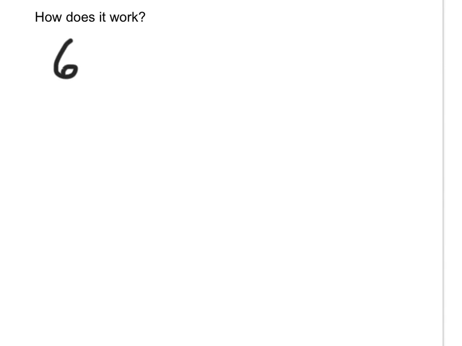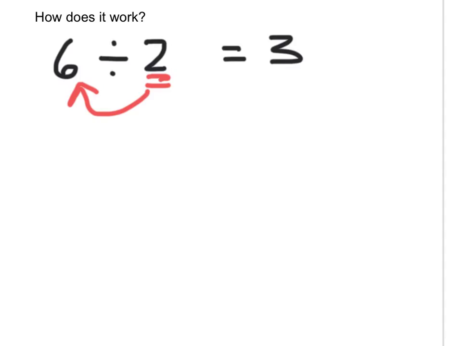So first of all, let's have a look at how it works. Well, let's think about what it means. Imagine with real numbers, with normal numbers, non-fractions, you have, say for example, 6 divided by 2. Well, what does that mean? That means how many 2's are needed to make 6, or how many 2's go into 6? We know that the answer is 3. So we're going to use that same logic when we're doing fractions.